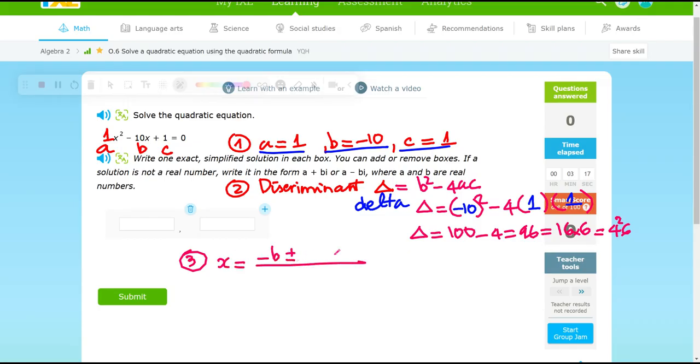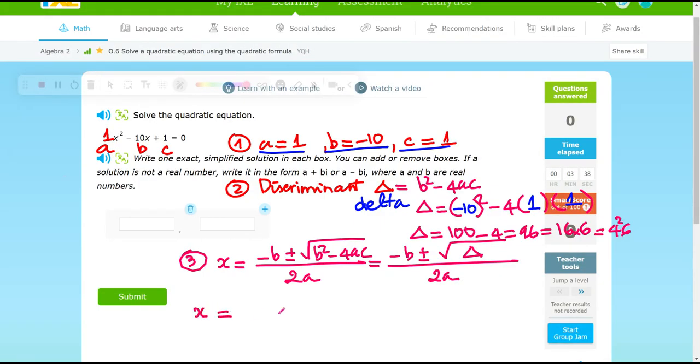b plus minus square root of b squared subtract 4ac over 2a. Subtract b plus minus, but b squared subtract 4ac, that's delta, over 2a. Alright, so now we can put it in. Here we go. Subtract b, put it in parentheses, plus minus square root delta over 2a.